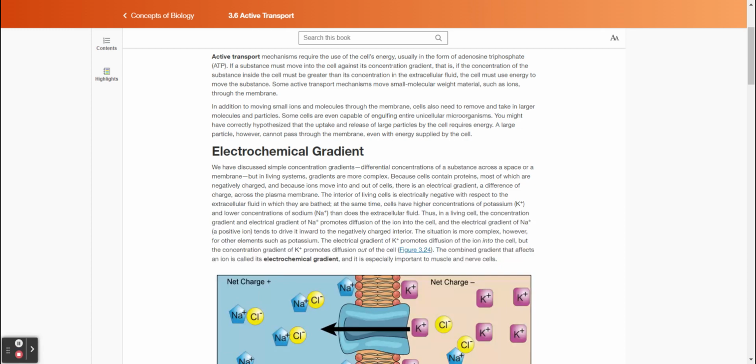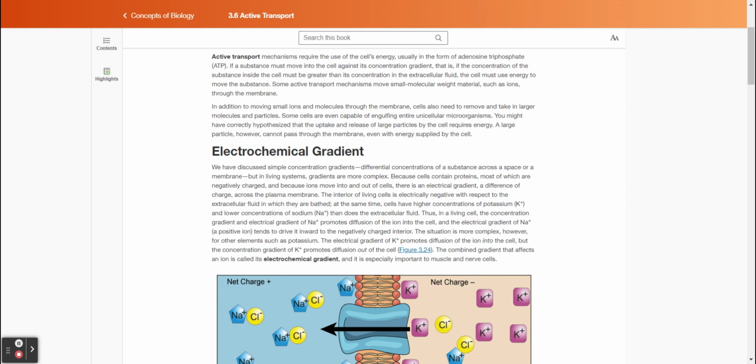Active transport mechanisms require the use of the cell's energy, usually in the form of adenosine triphosphate, ATP. If a substance must move into the cell against its concentration gradient, that is, if the concentration of the substance inside the cell must be greater than its concentration in the extracellular fluid, the cell must use energy to move the substance. Some active transport mechanisms move small molecular weight material, such as ions, through the membrane.